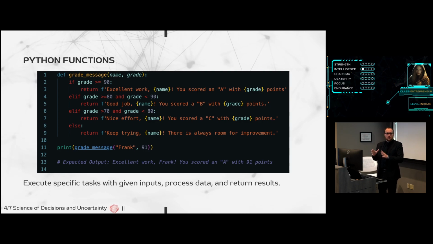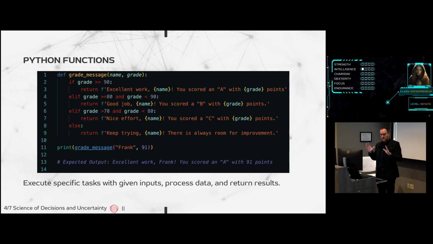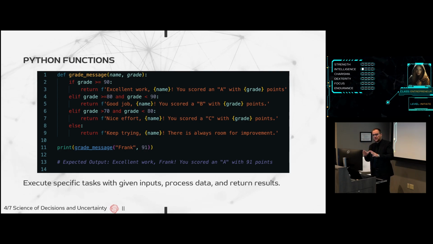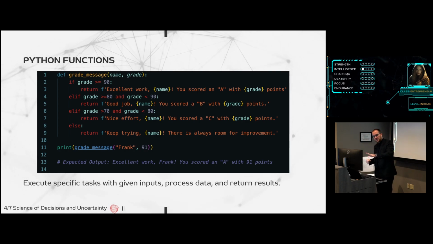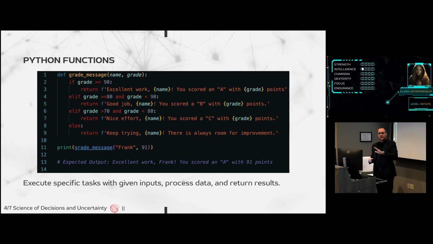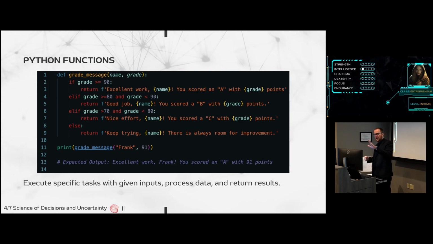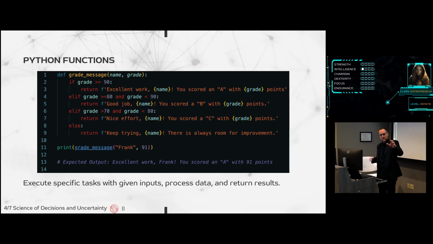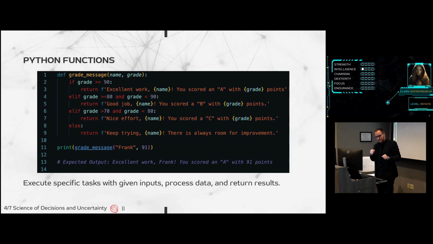The function is called grade message. Don't be bothered about a lot of text in the window. Just stay with me. This function is called grade message. You can call it anything, it doesn't matter. It takes in an input of a name and a grade.